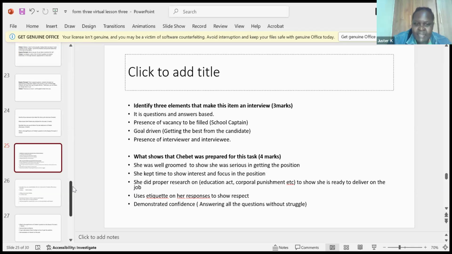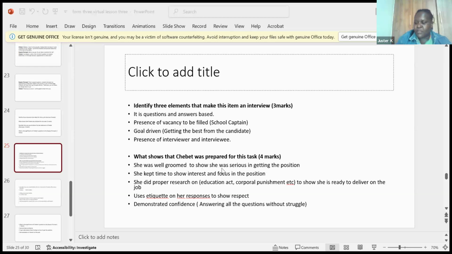Those are the answers, and I would like to know if there's anybody who actually got 3 out of 3 on question 1. We will see from the comments. 3 out of 3, I don't know, maybe 2, but at least nobody got less than 1 because of the mark on the presence of the vacancy, the school captain. Okay. Samuel, you can take us to the next question.